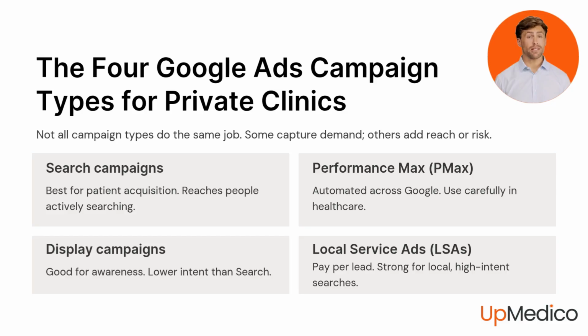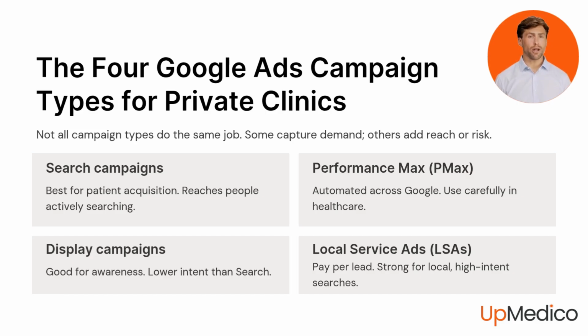There are 4 Google Ads campaign types that matter for private clinics. Search campaigns are the foundation. Text ads that appear when a patient actively searches for a service, like Private Dermatologist London. They capture patients already in decision mode, which is why search delivers the strongest return for patient acquisition. Performance Max is Google's automated campaign type, serving ads across search, display, YouTube, and maps from a single campaign. For clinics, it requires caution. Less visibility into where ads are running makes compliance harder to manage. It should support a search campaign, not replace it.